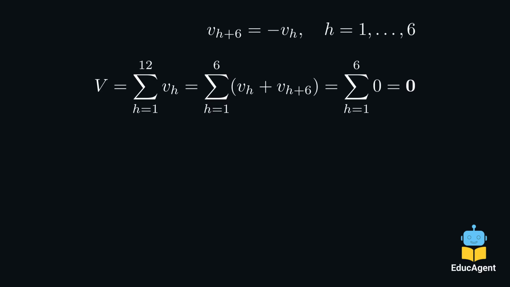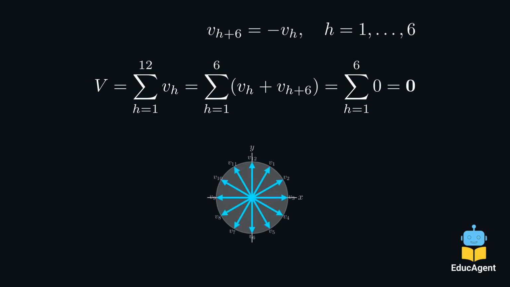Because the hour marks are spaced by 30 degrees, each hour has the directly opposite partner, 6 hours away. Pairing those cancels each pair, and the sum of all 12 vectors is the 0 vector. Each hour vector has a directly opposite partner 6 hours away. Adding each opposite pair yields 0, so the sum of all 12 unit hour vectors is the 0 vector.